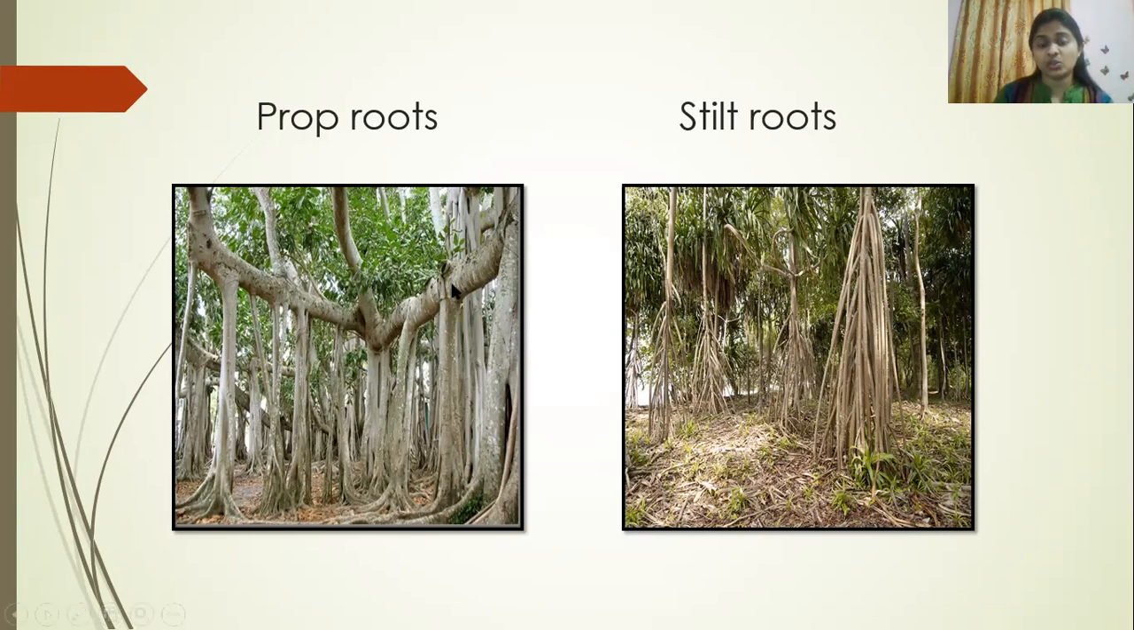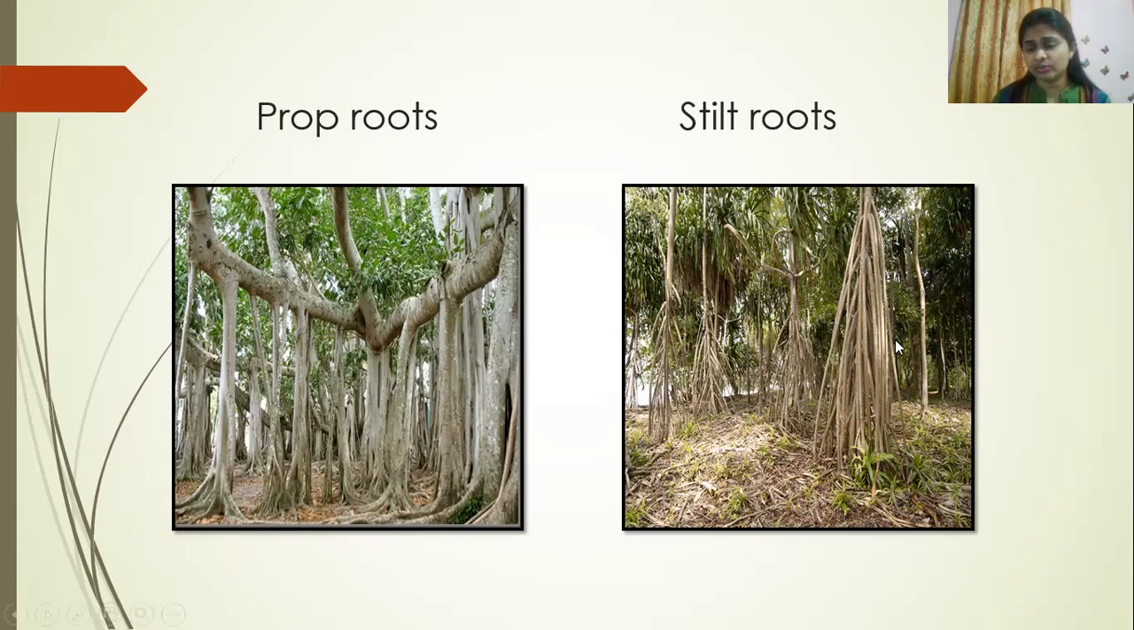Those branches are so heavy that they can easily be broken. So that does not happen, because these roots are supporting the branches. You can see it's a very nice scenery, isn't it? And these are some pandanus plants, Bataceae. You can find a lot of pandanus plants near the beaches and all.